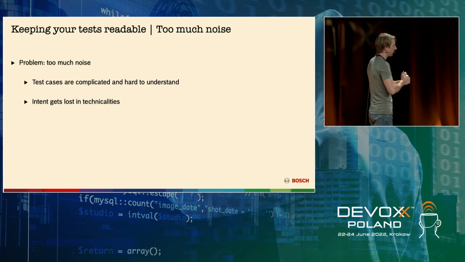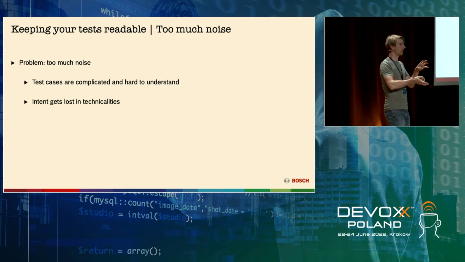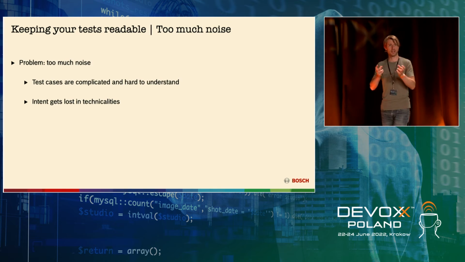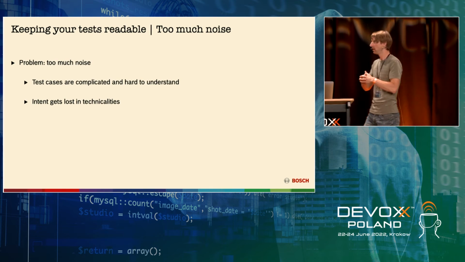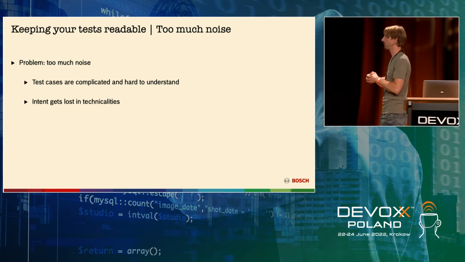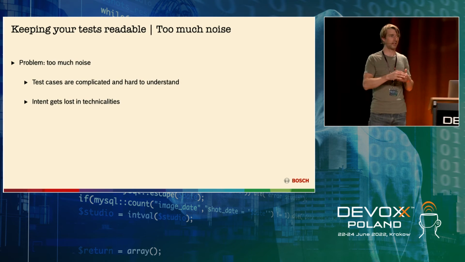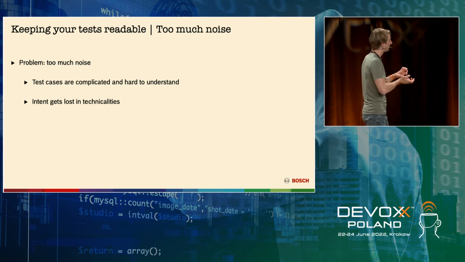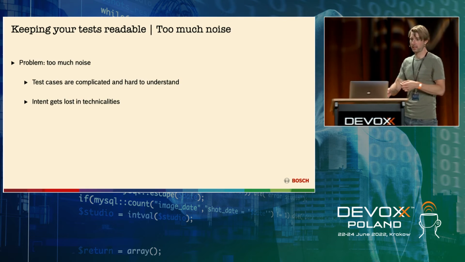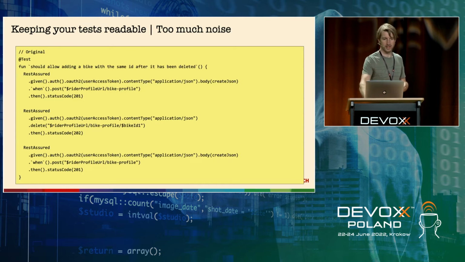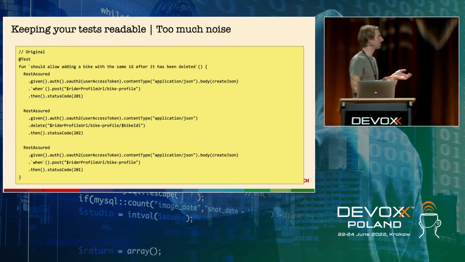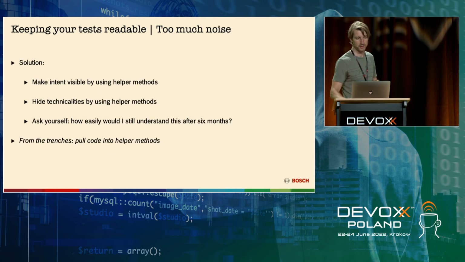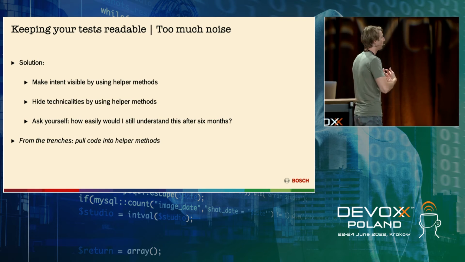If you have a lot of noise, what I mean by that is basically there's a lot of stuff going on, like we had earlier in that example where we created the object with a lot of parameters that were not actually significant for our test. That's what I mean with noise, and that makes it hard to understand. Also, the intent of the test might get lost in technicalities. We'll see an example of that. For example, if you look at this one, it's not super hard, but it's not like, okay, I know right away what it's doing. So what can we do about it?